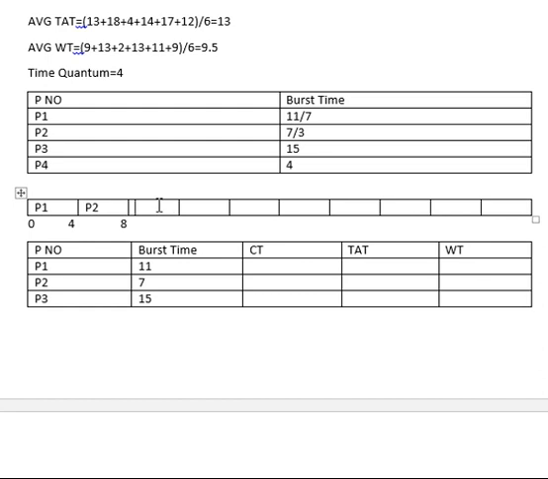Next we have P3. P3 burst time is 15, so 15 minus 4 it will be 11, and here it will be 8 plus 4, 12. And lastly we have P4, and its required burst time is 4 and time quantum is also 4, so this becomes 0, so here it becomes 16, right?